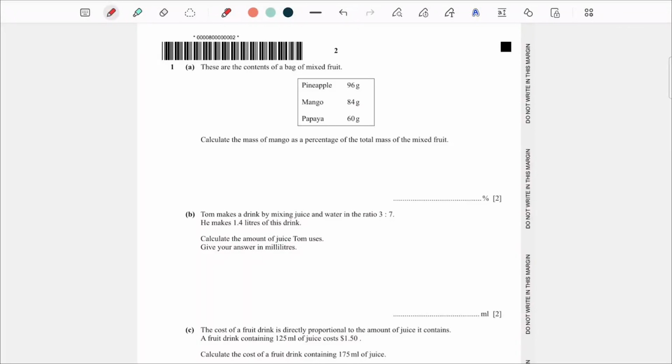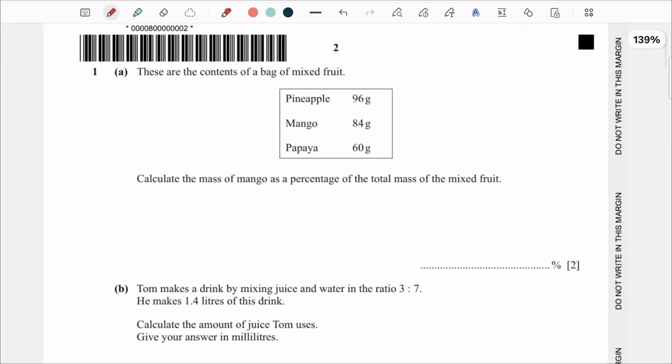October-November 2024, paper 2-2, question 1a. These are the contents of a bag of mixed fruit: pineapple, mango, papaya, and their masses are given. Calculate the mass of mango as a percentage of the total mass of the mixed fruit.